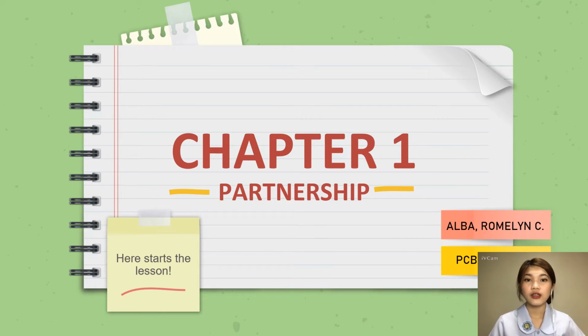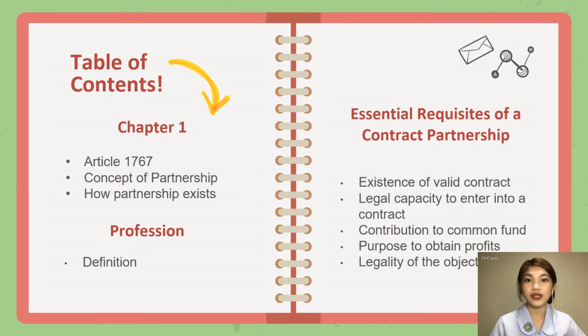Before we start, let us discuss the agenda of today's discussion. Under Chapter 1, we have Article 1767, Concept of Partnership and how partnership exists. Second topic will be profession, its definition, the breakdown of it, and some examples. Lastly is the essential requisites of a contract of partnership, which consists of 5. First, we have the existence of a valid contract, legal capacity to enter into a contract, contribution to common fund, purpose to obtain profits, and legality of the object.